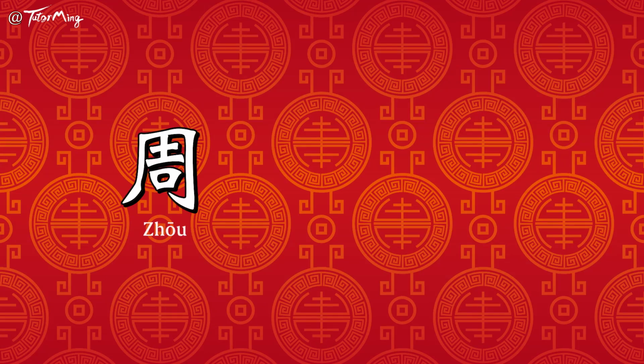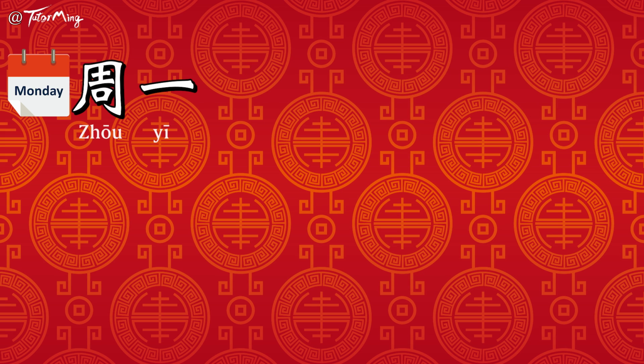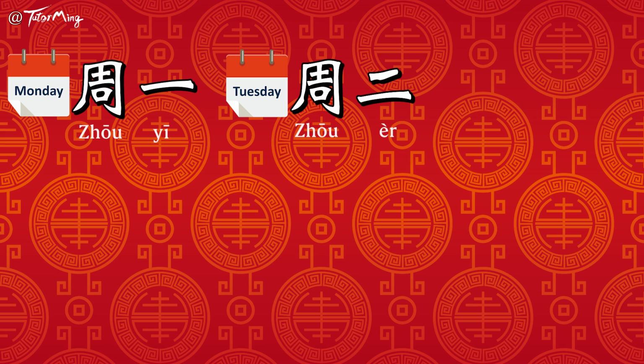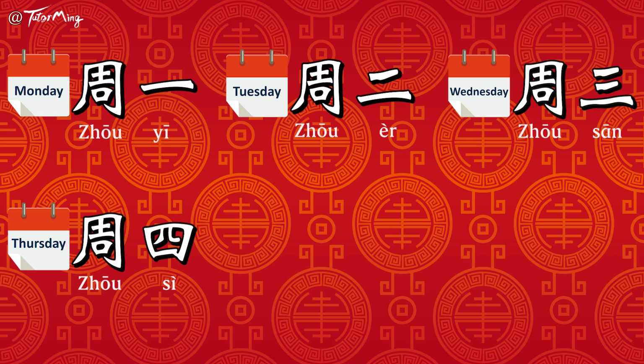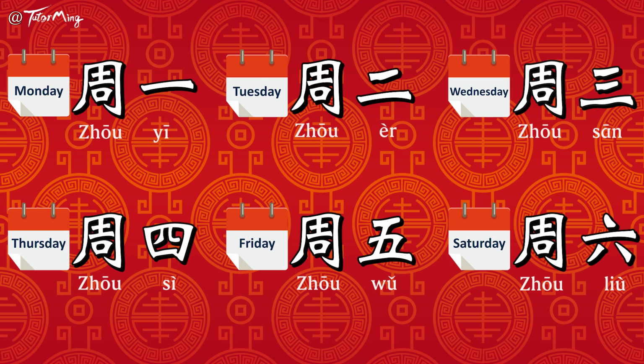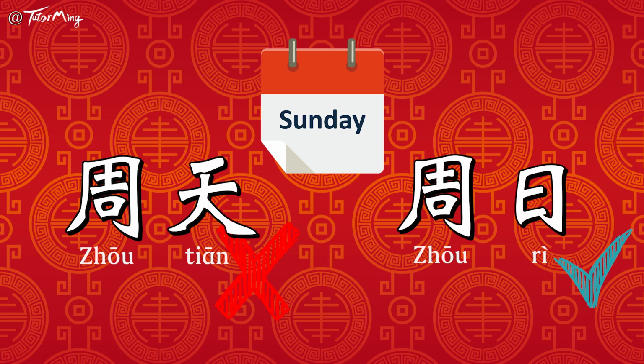The third way is probably the simplest, although you also follow the same rules as before. So you say 周, and you follow it with the correct number according to each day. So 周一, 周二, 周三, 周四, 周五, 周六. And the only difference is that you shouldn't say 周天, but 周日 for Sunday would be correct.